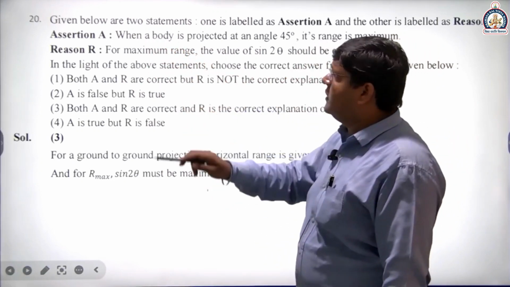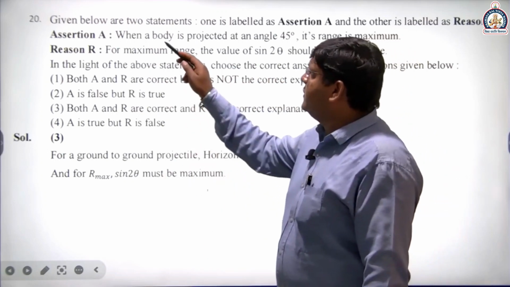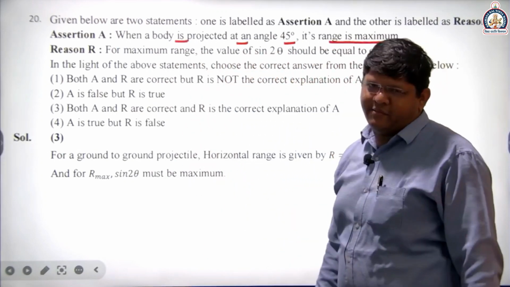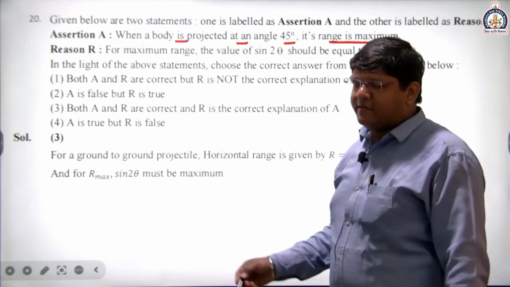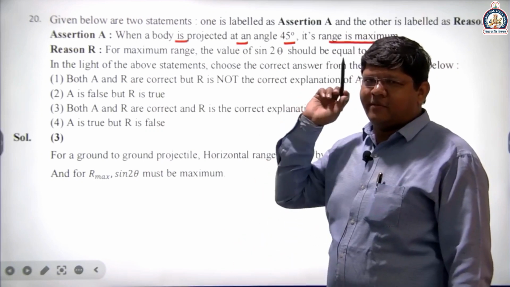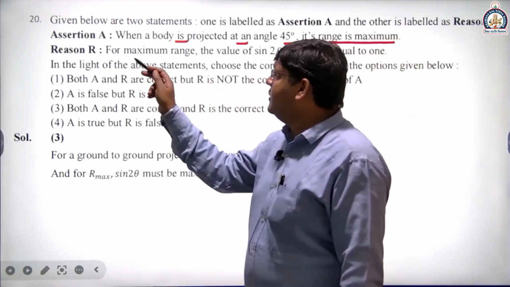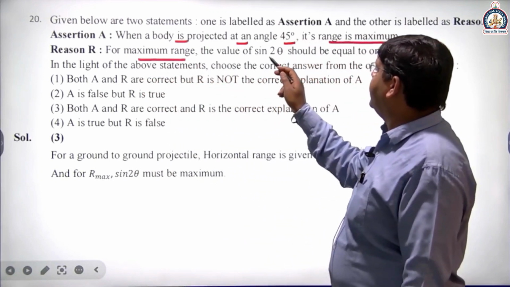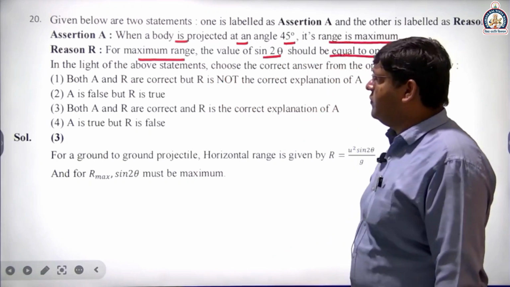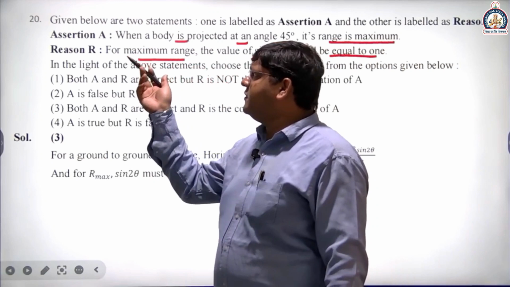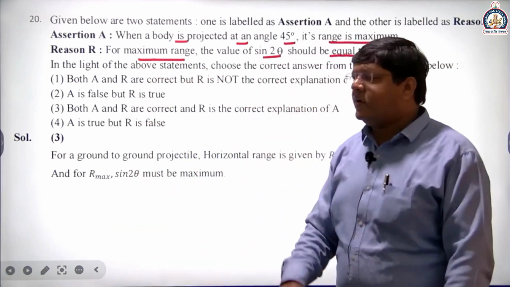Moving to the next part, here we are provided with 2 statements. One is assertion and another is reason. Assertion says when a body is projected at an angle 45, its range is maximum. Okay, R maximum. We have discussed this in projectile motion. If you project something at 45 degrees, it covers the maximum range. Reason says for maximum range, the value of sin 2 theta should be equal to 1. That's why we can see assertion and reason are correlated to each other.